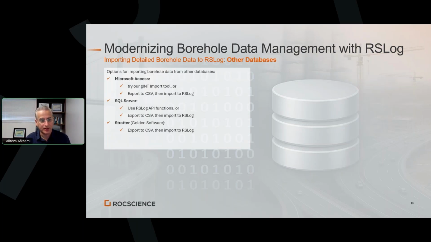Like Strater, for example, from Golden Software, we have many users, many companies that have been using Strater in the past many years, and now they want to bring that data. The easiest way for Strater is to just use CSV. Their database format is not easy to crack and bring the data to RSLog that way. So CSV is your friend if you want to bring data from any other type of database formats.